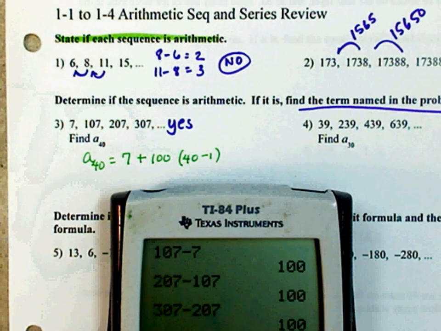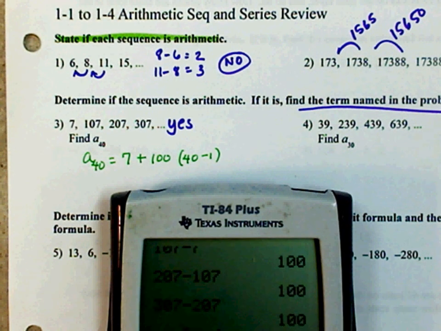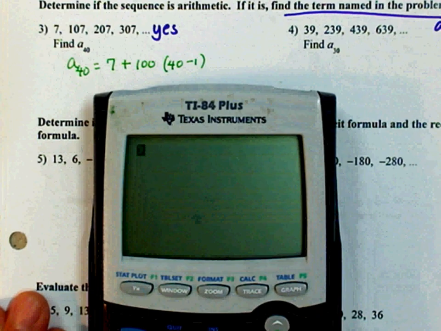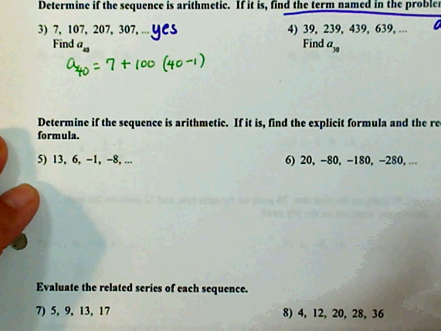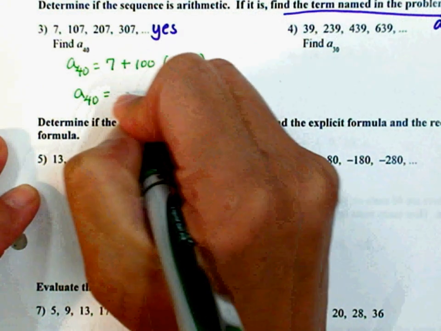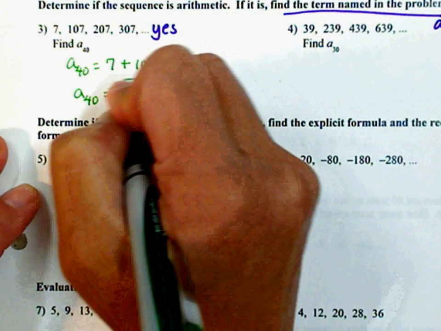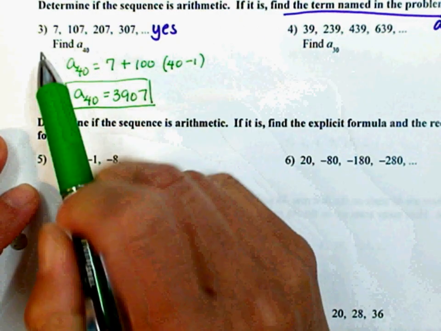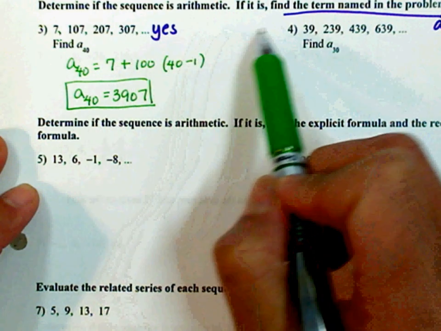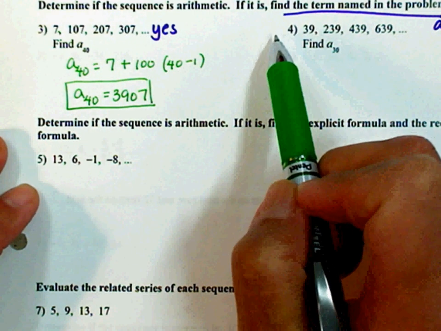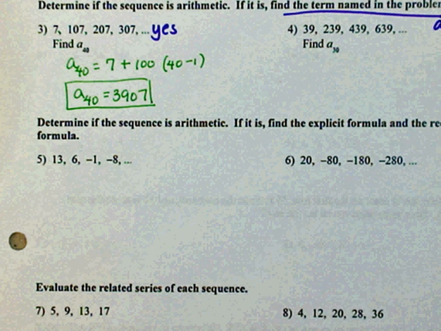Now you're going to plug it in on your calculator. Let me clear this so you guys can see what I typed in. Here we go. 7 plus 100, parentheses, 40 minus 1, because I'm looking for the 40th term, and that comes out to be 3907. So the 40th term is 3,907. So basically, here's your first term, second term, third term, fourth term, fifth, sixth, seventh, all the way to 40. What is that number going to be when it's 40? 3,907.